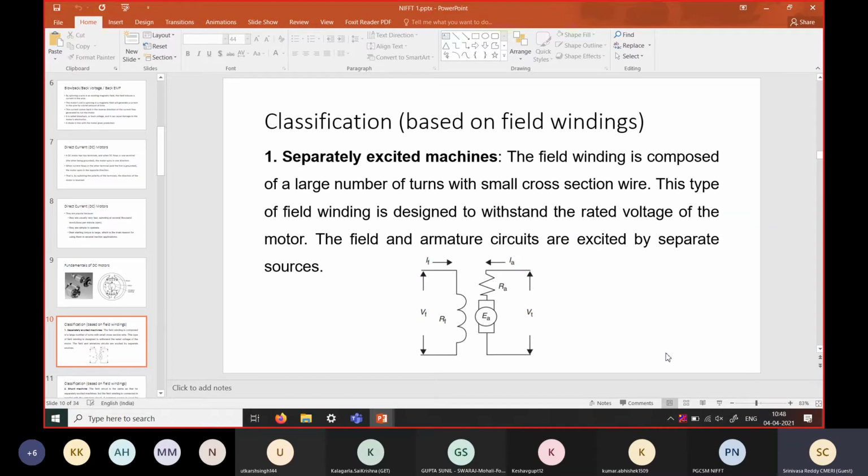So we'll see the classification of the DC motors based on the field windings. What we have seen is that for normal motors, for small applications, the stator will consist of a permanent magnet. The permanent magnets are produced magnetized. Once they are magnetized, until some destruction process, they will remain to hold the magnetic field.